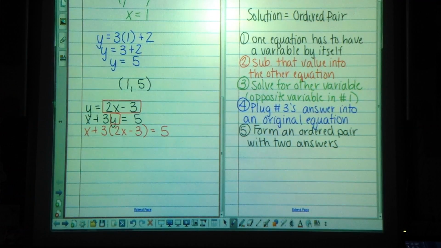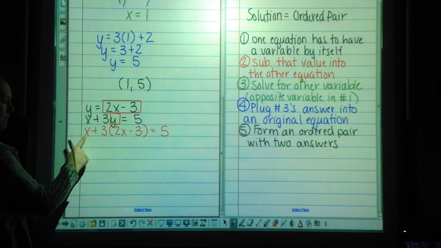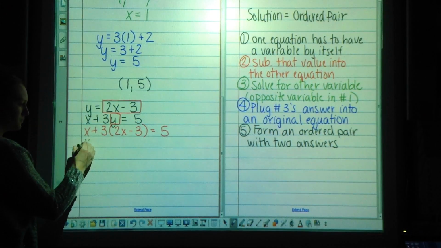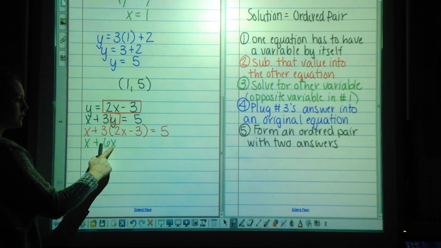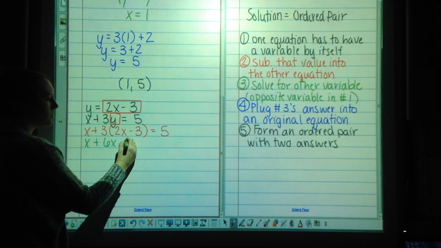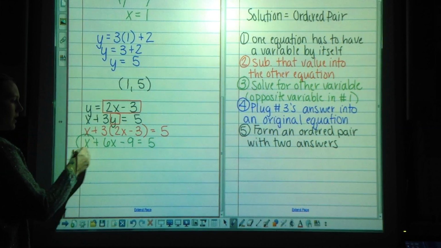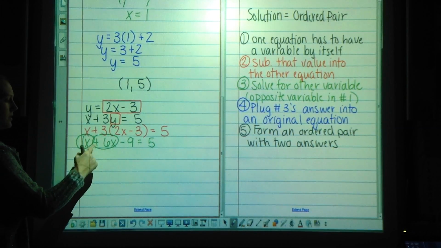Step 3, solve for the other variable, opposite of number 1. So this variable is y, we plugged in information for y, now I'm going to solve for the opposite, which is x. This is the distributive property. 3 times 2x is 6x. 3 times a negative 3 is a negative 9. I need to combine my like terms. These are on the same side, so I'm going to do whatever it says. This says 1 plus 6.